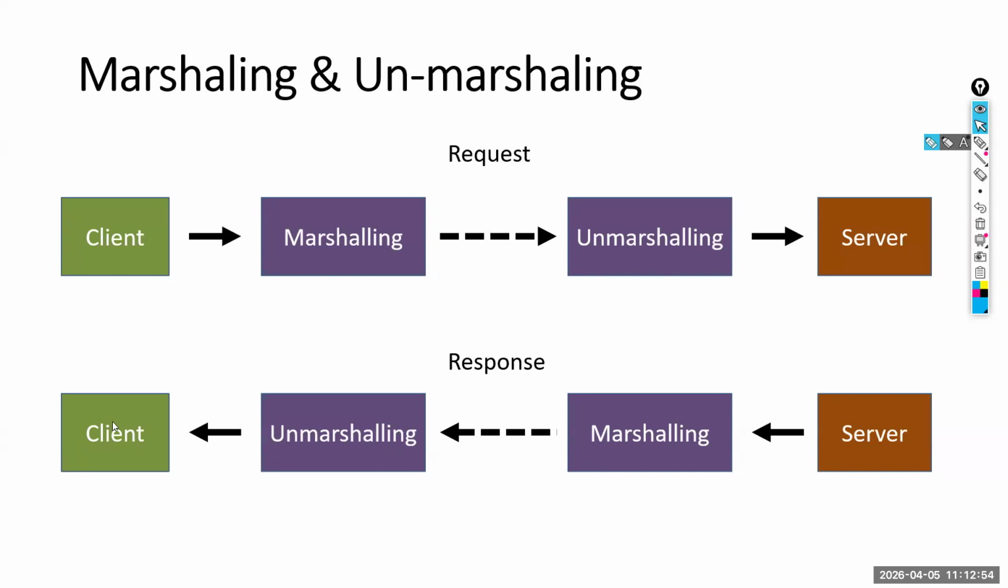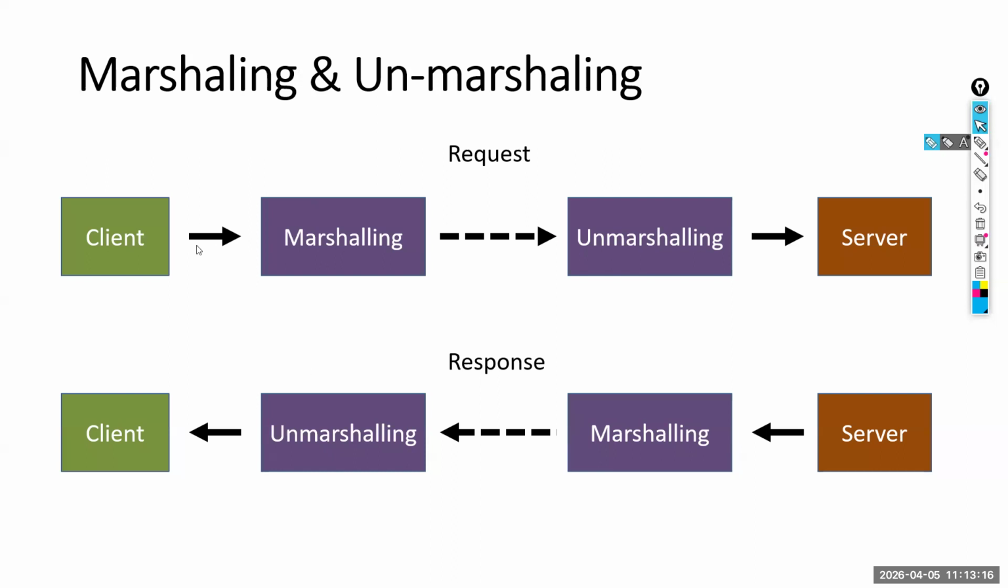But assume that the client is not sending objects, the client is sending some primitive values. Then there's no need for marshalling here, right? No need to unmarshal here. Say the server is also returning primitive data like an integer. Then no need to marshal, no need to unmarshal. But still it's a remote procedure call.